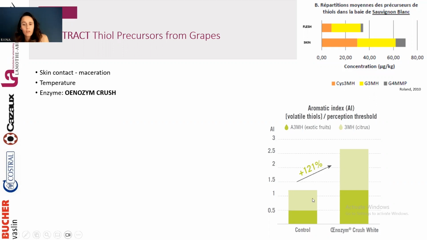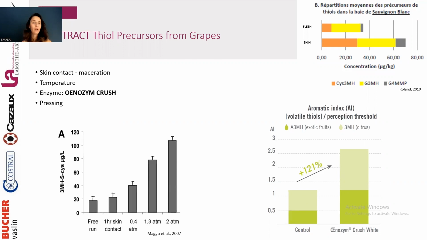Okay, so the control on the left, you can see the difference between the wine without enzyme and the one where we used enzyme on the grapes. We have basically more than double the concentration of thiolic compounds, which means we more than double the aromatic expression of the wine.